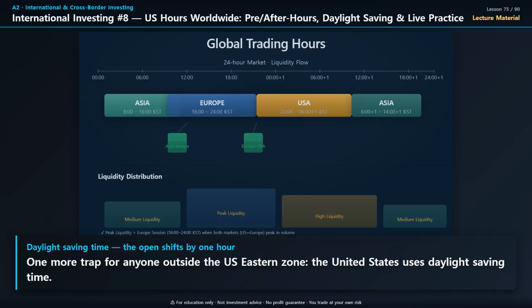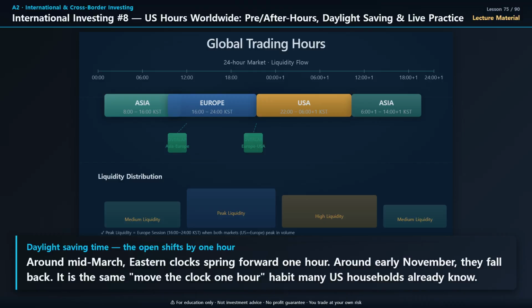One more trap for anyone outside the U.S. Eastern Zone. The United States uses daylight saving time. Around mid-March, Eastern clocks spring forward 1 hour. Around early November, they fall back. It is the same move-the-clock-1-hour habit many U.S. households already know.